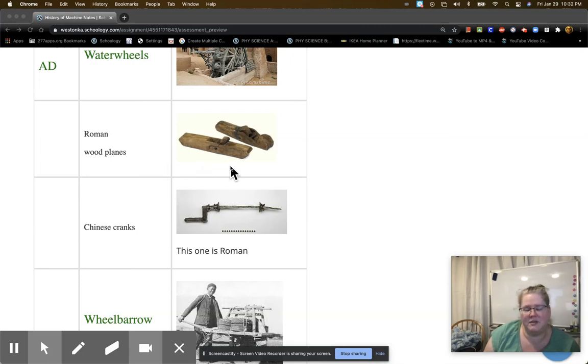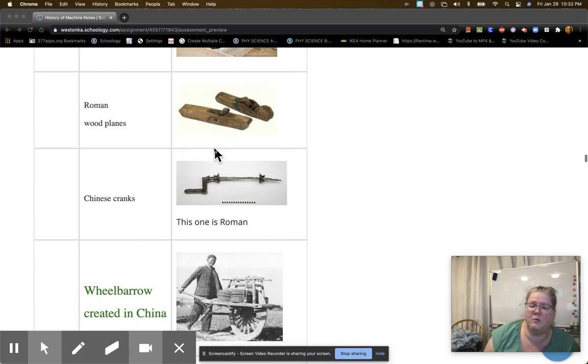This is not like a plane that flies in the air or the plane of grass. This is a wood carver's plane that would shape. It had a blade in there to smooth wood and shape it into what we wanted it to look like.